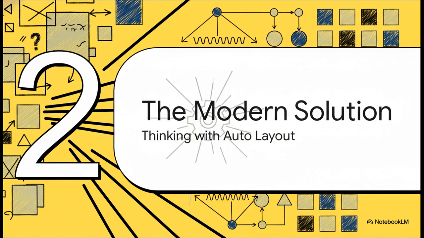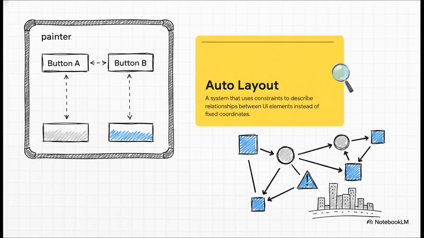So now, let's enter the world of auto layout. Auto layout just completely changes the game. Instead of telling a button its exact address, you describe its relationship to everything else around it. You're not a micromanager anymore. You're more like a city planner. You set the rules, and the system builds the city for you, perfectly.